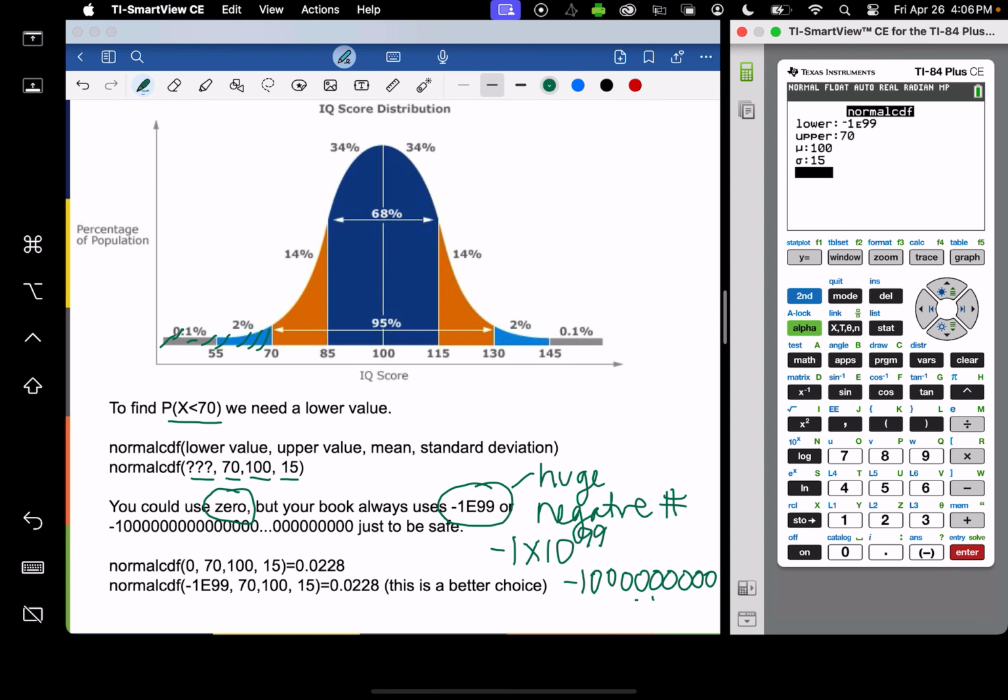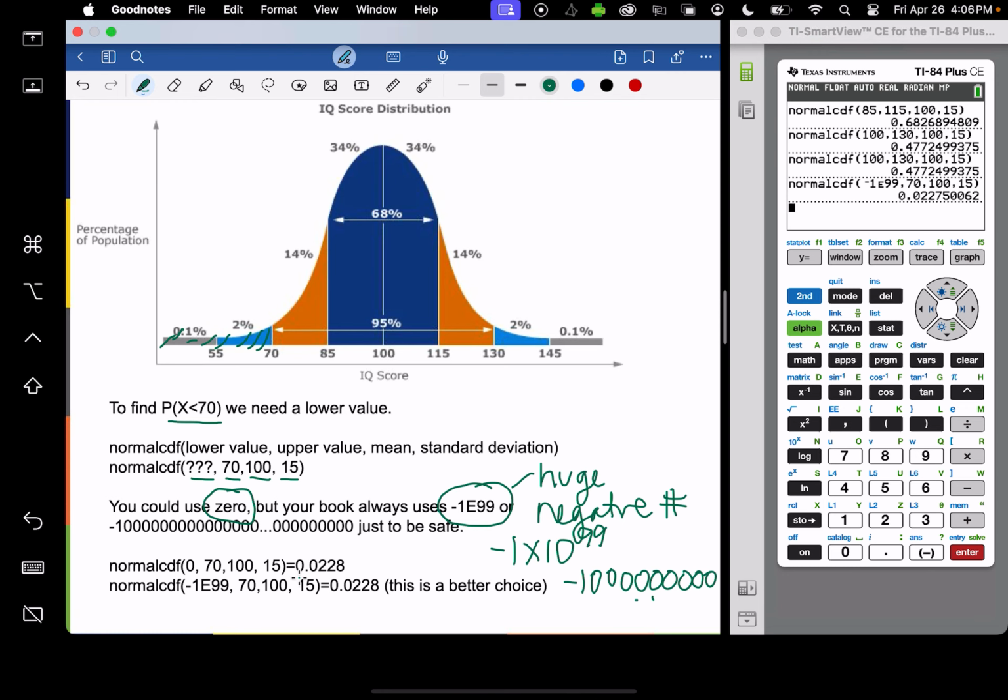I'm expecting 2.1%. Okay, well, I got 2.3% actually, so my previous estimate was a little bit off. This is more accurate. And it looks like I got the exact same result if I did 0 as my lower bound or that really huge negative number. So it doesn't make a huge amount of difference, but I just figured I'd explain what your book is doing there.